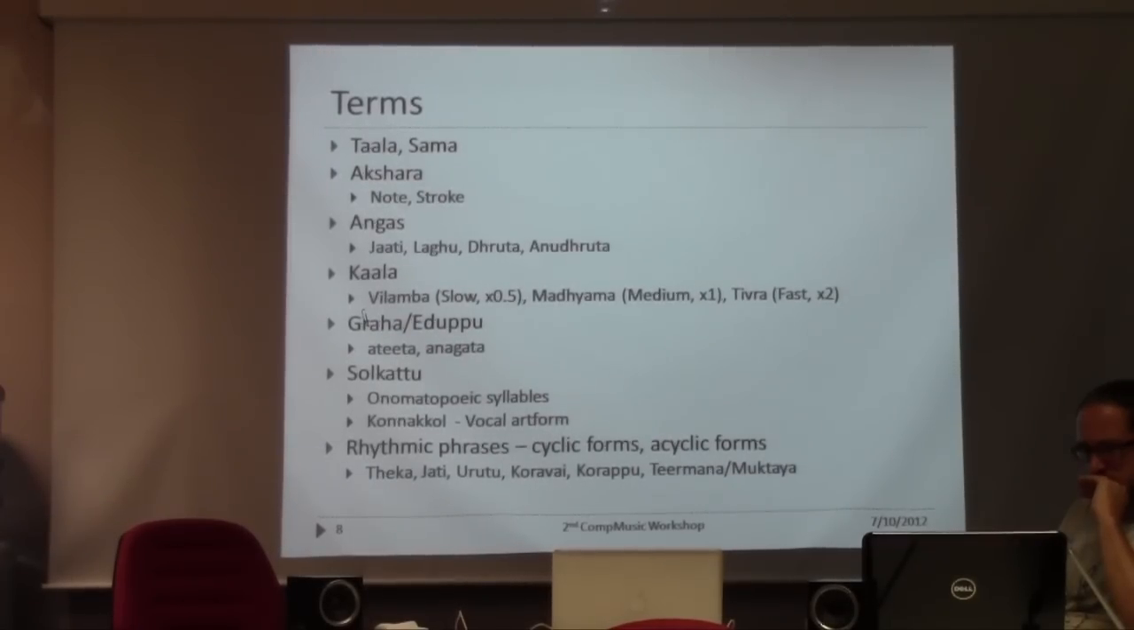There are cyclic forms which actually start at a cycle beginning and end at the end of the cycle, and there are acyclic forms which start somewhere in the middle and are then used to end the cycle. These are mainly the ones which complete the particular composition. So if there's a composition going on and the phrase is about to end, I would end it with an acyclic form, starting somewhere in the middle of the cycle.